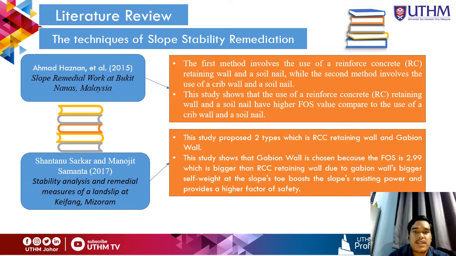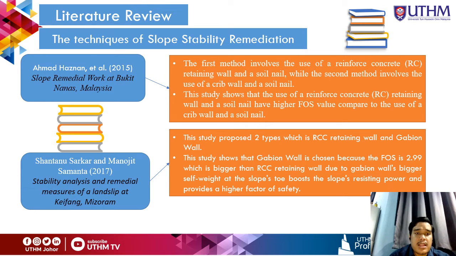Firstly, the techniques of slope stability remediation. From Muhammad 2015, slope remedial work at Bukit, Malaysia. The first method is they use a reinforced concrete retaining wall and soil nail, while the second method involved the use of a creep wall and soil nail. This study shows that the use of reinforced concrete, RC retaining wall, and soil nail has a higher FOS value compared to the use of a creep wall and soil nail.